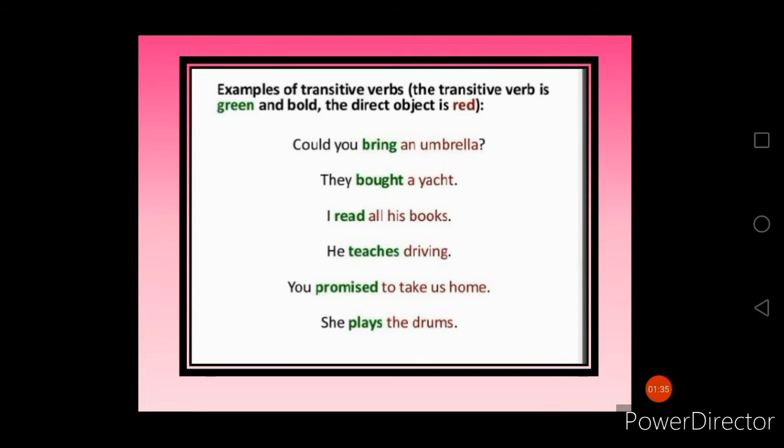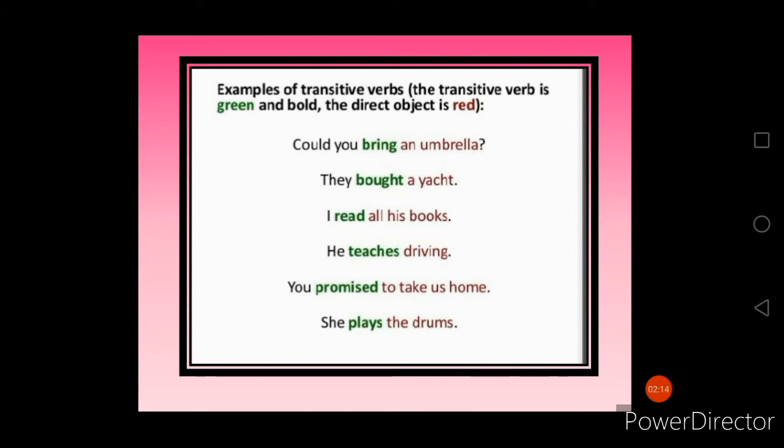Okay, see the next example. I read all his books. So verb is here read, and after the verb, what is present? Yes, object is present. All his books, it is a direct object, so object is present here. So this verb read is a transitive verb. See the next example. He teaches driving. So here the verb is teaches, and after the teaches, the object is present. So this teaches is a transitive verb.